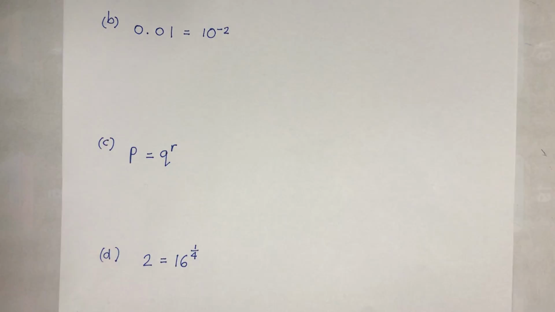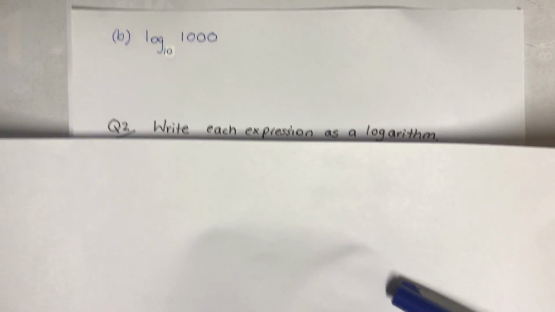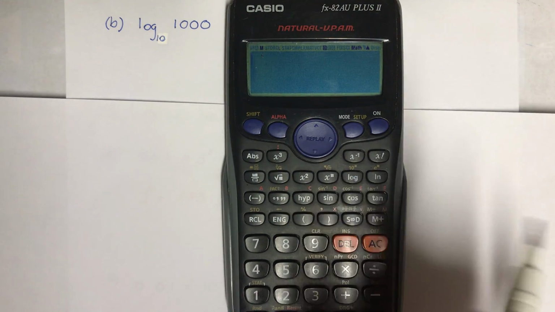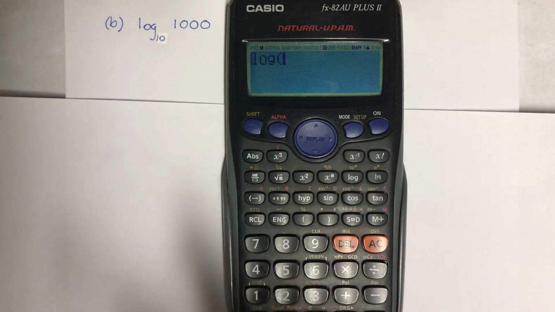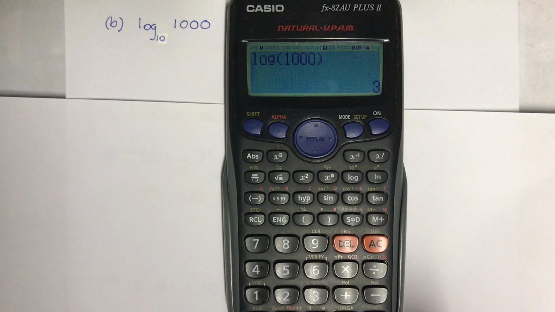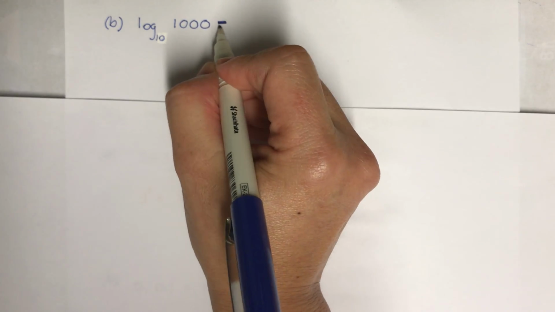Okay, next one. Part B for question 1. I'm going to push this down quickly so we can see the question. Here we go. This one is already the log of 1000 to the base 10. Remember, if it's base 10, we can use the calculator straight away because it has a base 10 button on there, which is the log. So I put 1000 in there, and it will give me 3, the power of 3. So the answer to this question is 3.